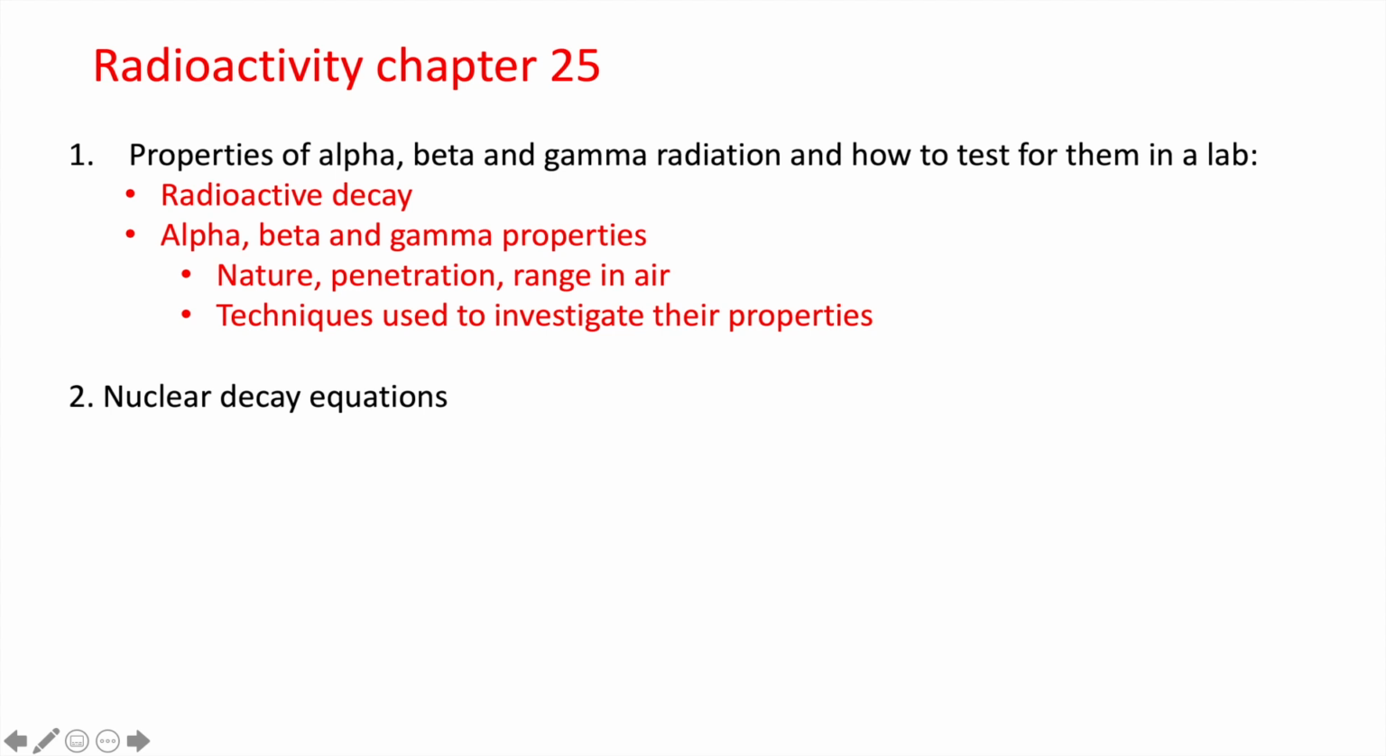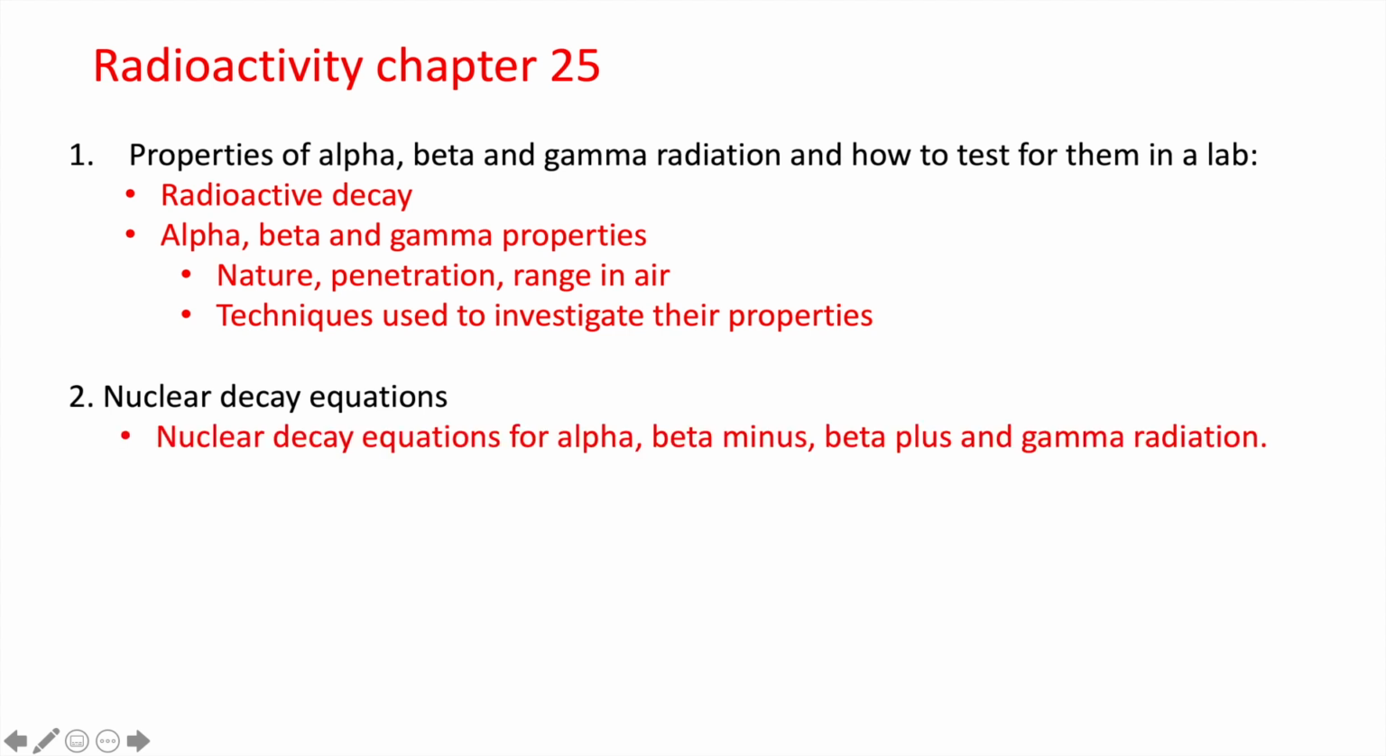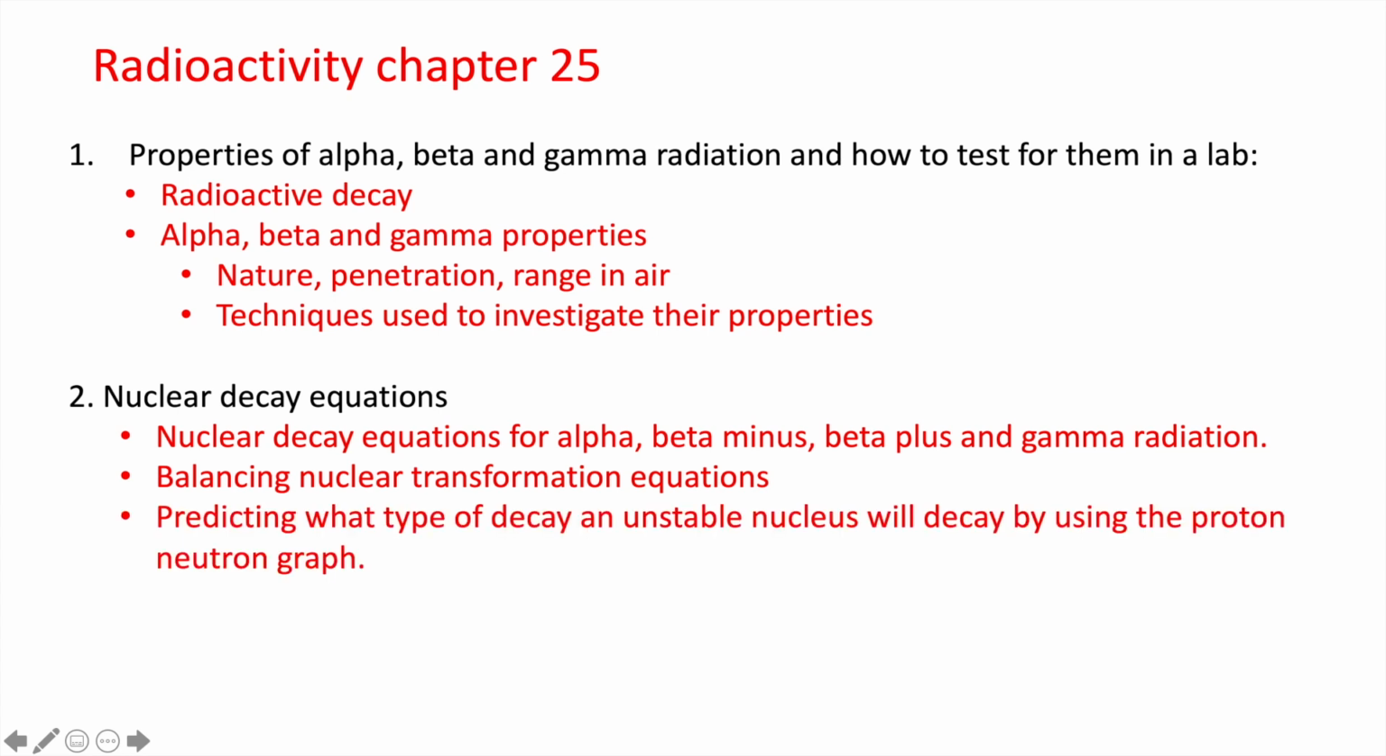Once you've done that, I want you to pause and do some work and then come back to the video at a later stage and look at nuclear decay equations. Again, you've done these at GCSE, but you need to know them in more detail, including beta minus, beta plus, as well as alpha and gamma radiation. You'll be able to balance nuclear transformation equations, and on a graph of protons against neutrons, predict what type of decay an unstable nucleus will go through depending on where it is on this graph. And finally, understanding decay chain series.